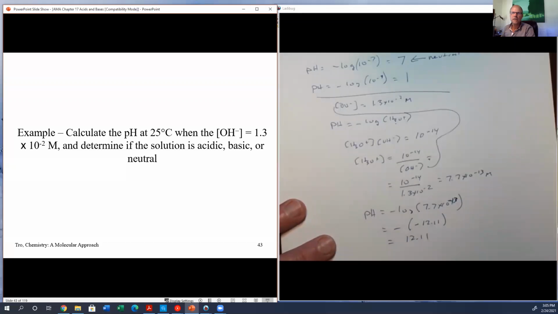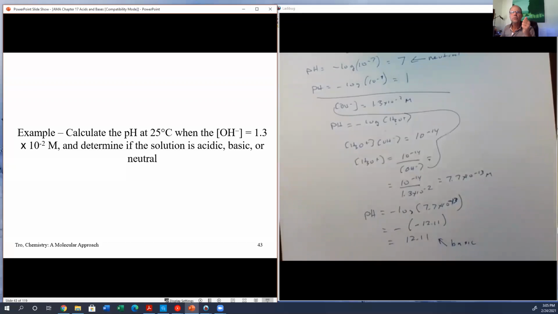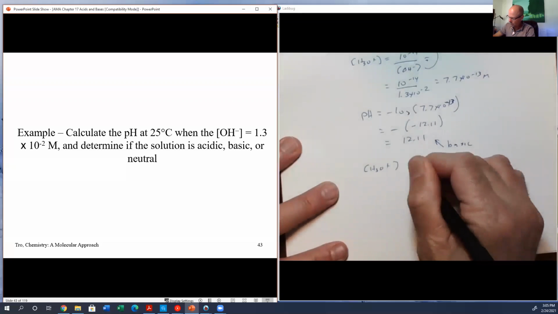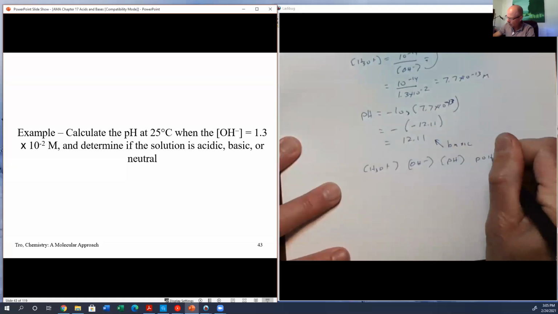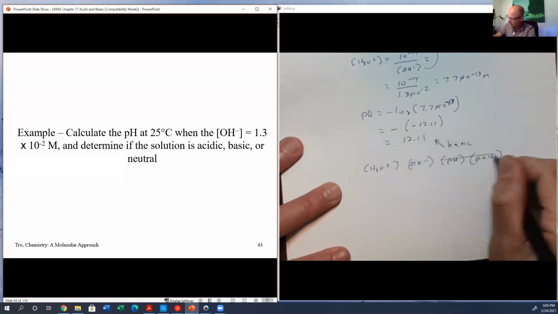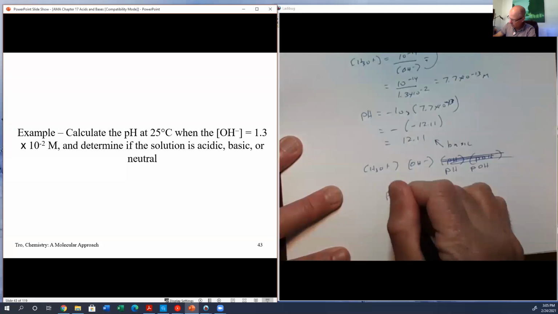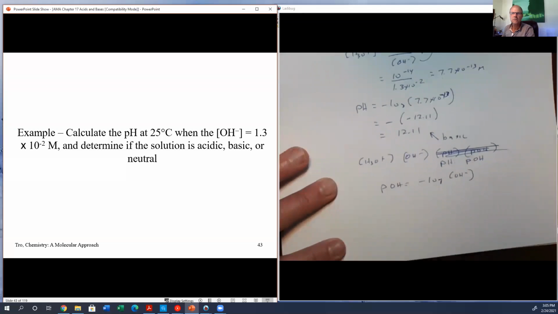Right, so is this solution acidic or basic? Basic. So notice there are four quantities that if you know one, you know all four, okay? They are H3O plus, OH minus, pH, and pOH. And I haven't defined pOH yet, so let me, shoot, those don't go in parentheses. pOH is just minus the log of the OH minus concentration, okay?